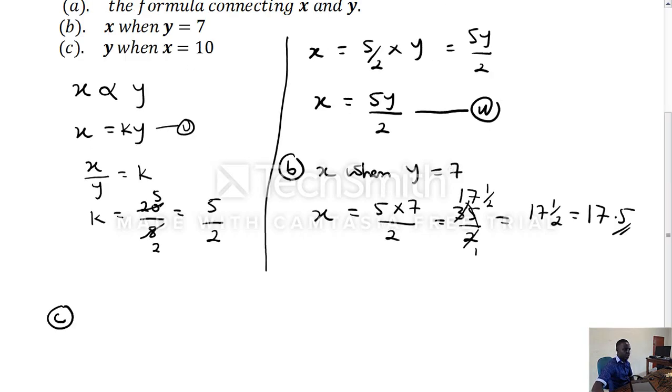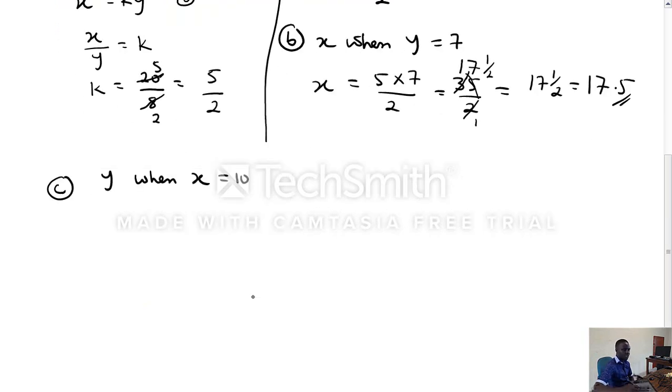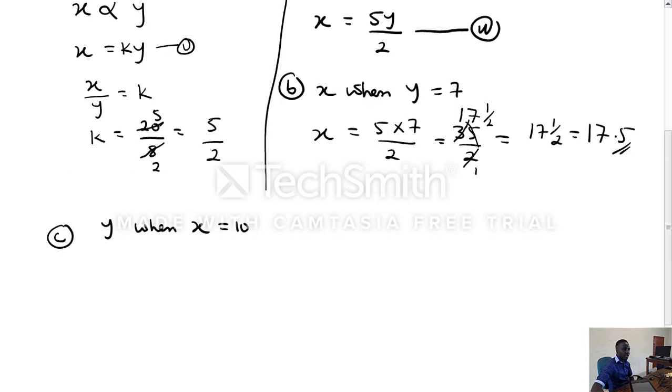And C says we should find y when x is equal to 10. So we have it that y when x is equal to 10. So we'll also use the relationship between x and y, which we got in our equation 2, to be x is equal to 5y over 2.